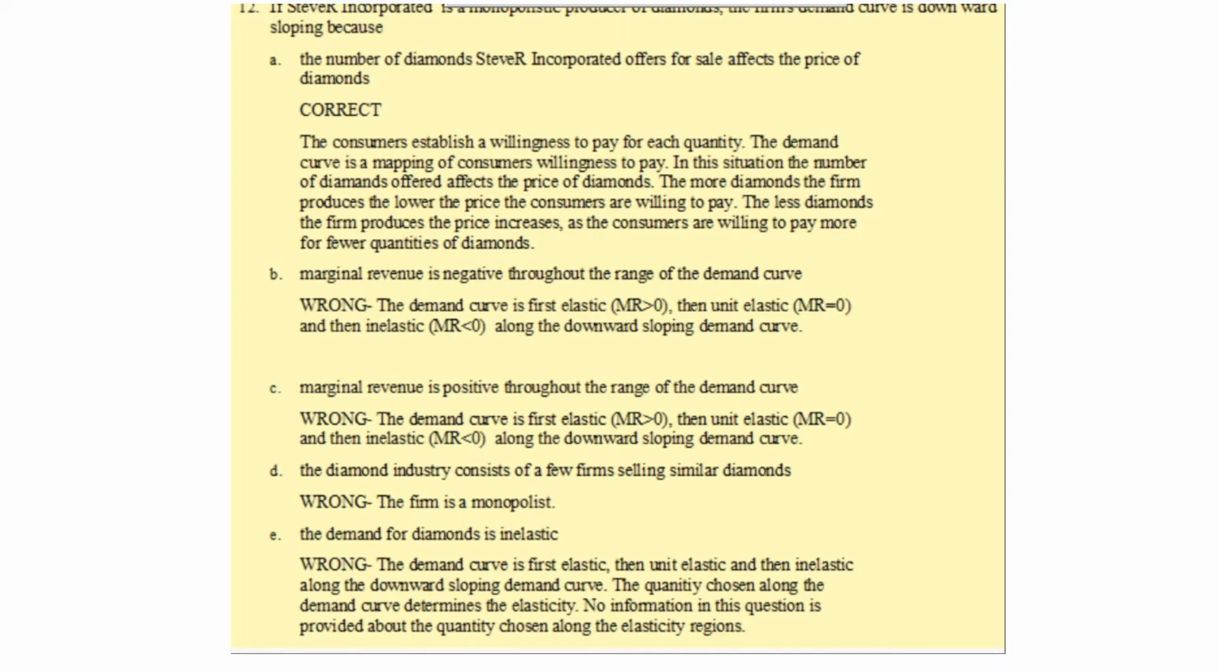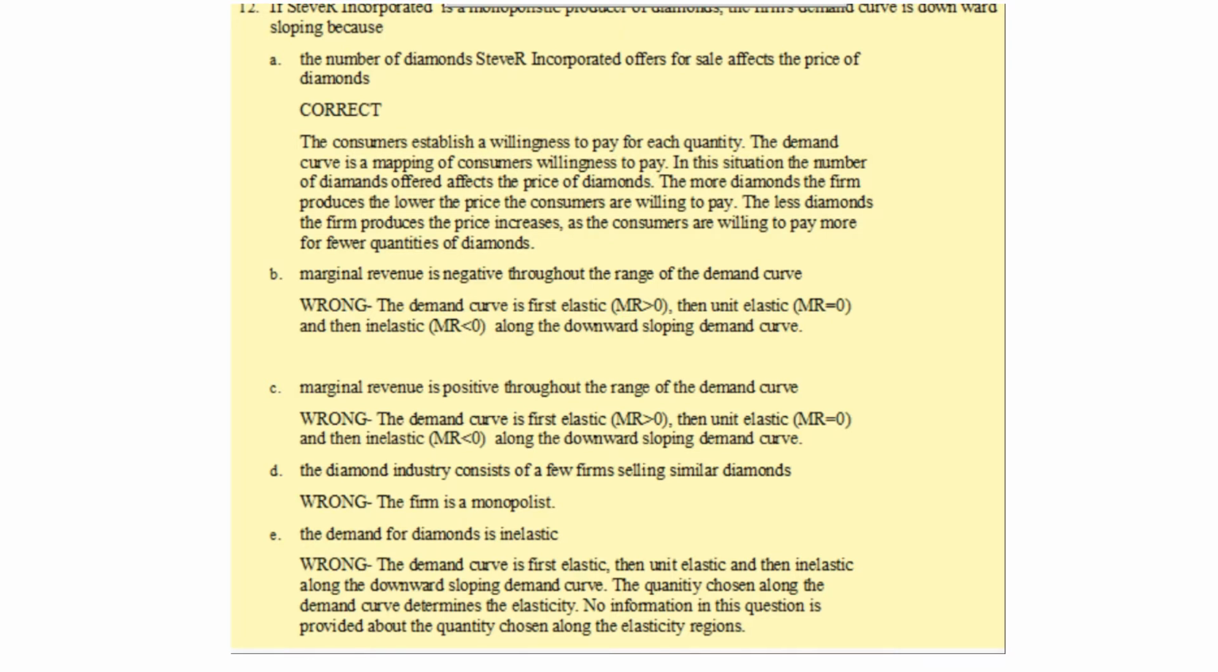B. Marginal revenue is negative throughout the range of the demand curve. Wrong. The demand curve is first elastic. This is where marginal revenue is greater than zero. Then unit elastic. This is where marginal revenue is equal to zero. And then inelastic. This is where marginal revenue is smaller than zero along the downward sloping demand curve.